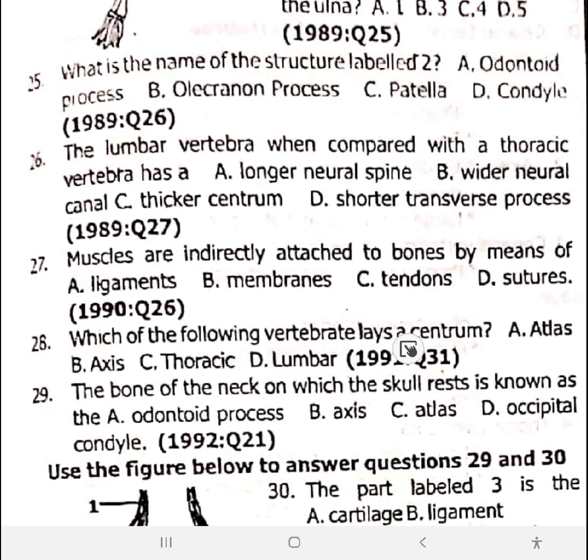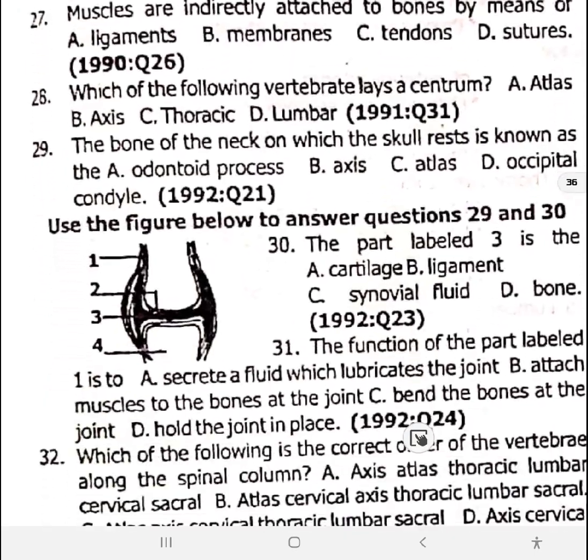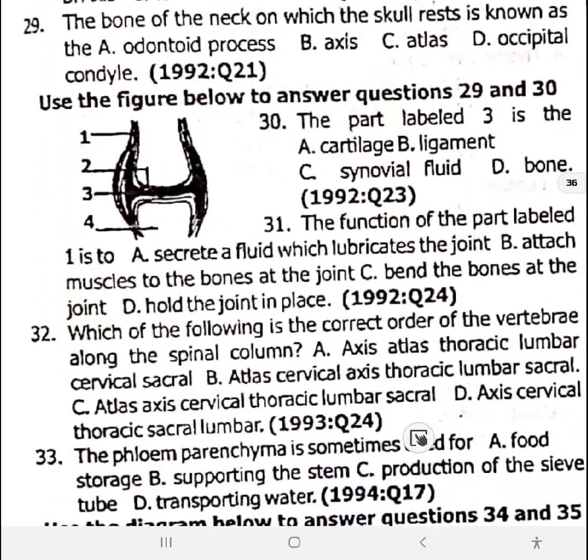28. Which of the following vertebra lays a centrum? If they say it lays a centrum, 28 is definitely option A, atlas. It lays a centrum on the axis, and that's where the process happens with the axis, which is called odontoid process. 29. The bone of the neck on which the skull rests is called the atlas. Don't forget, atlas comes first before axis. They don't repeat that question. We will not see clearly.